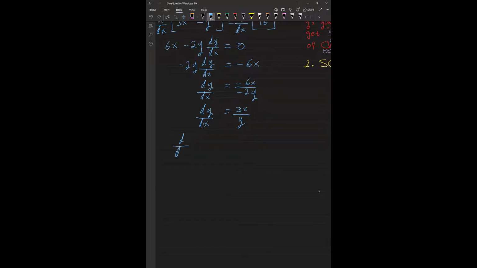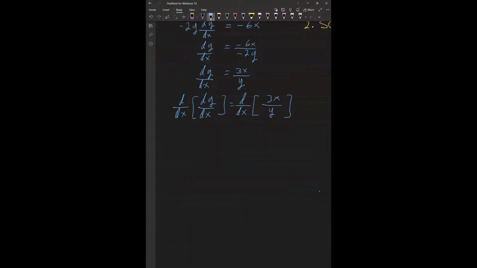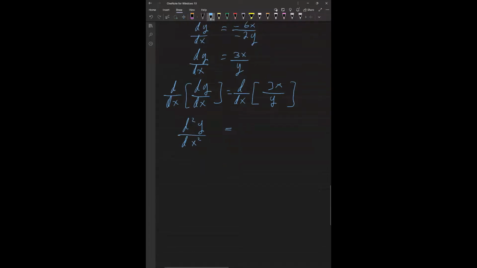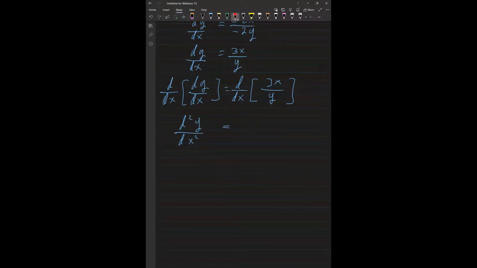So d/dx of dy/dx equals d/dx of 3x over y. This equals the second derivative. Now this right here is the quotient rule. You can see the quotient rule right here, the little rainbow, remember?